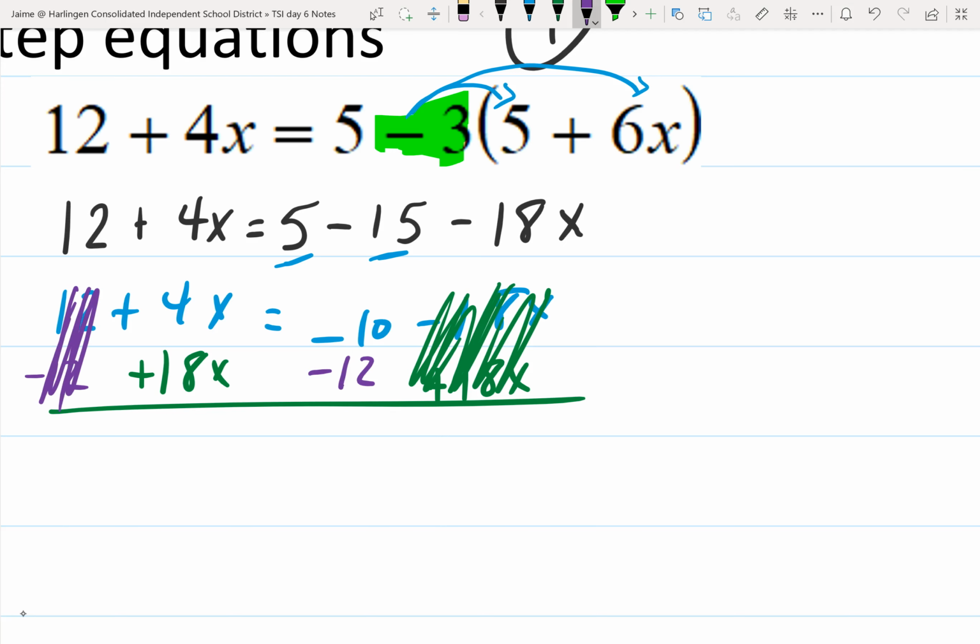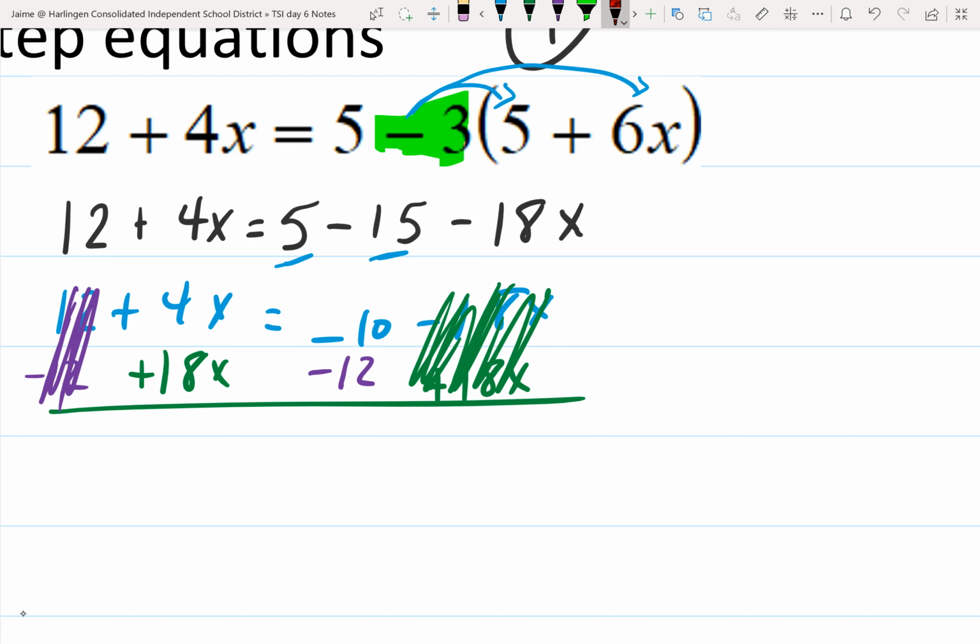Now, why did I do that? Now I have letters with letters right here, and over here I have numbers with numbers. That's exactly what you want. Right? Everything is different. Perfect. On the same side as it should be.